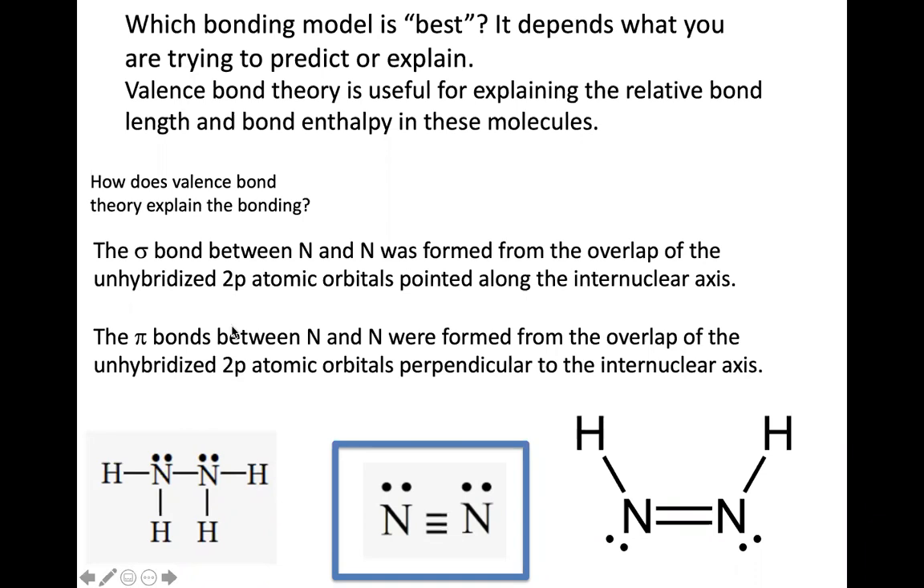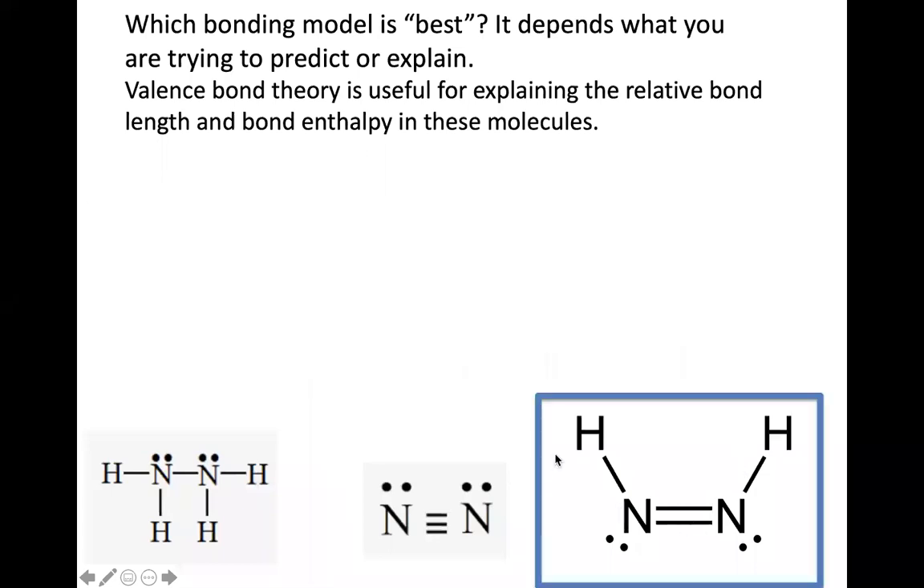I can form the pi bonds because I have 2 sets of unhybridized 2p atomic orbitals that are perpendicular to that. One above and below, one front to back. So I don't really need to do any hybridization there to form a single bond, a double bond, and a triple bond. It works from there. So hybridization isn't really necessary within this one, but it's definitely necessary in this last one right here.